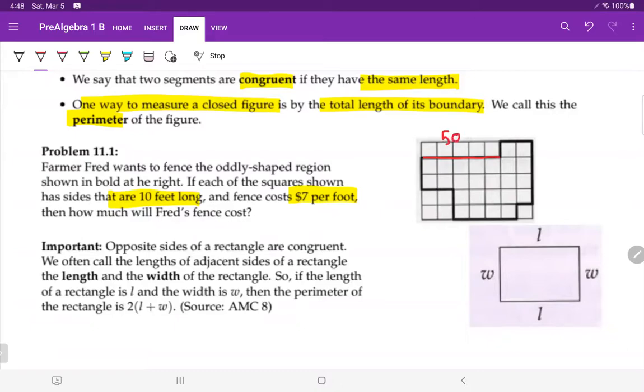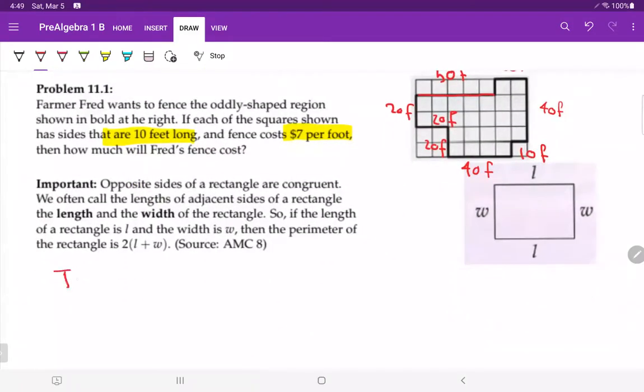50 feet here. And here we have another 20 feet. And here we have 1, 2, 3, 4, 40 feet. And here we have 10 feet. Here we have 1, 2, 3, 4, 40 feet. Here we have 20 feet. Another 20 feet. Another 20 feet. Right?